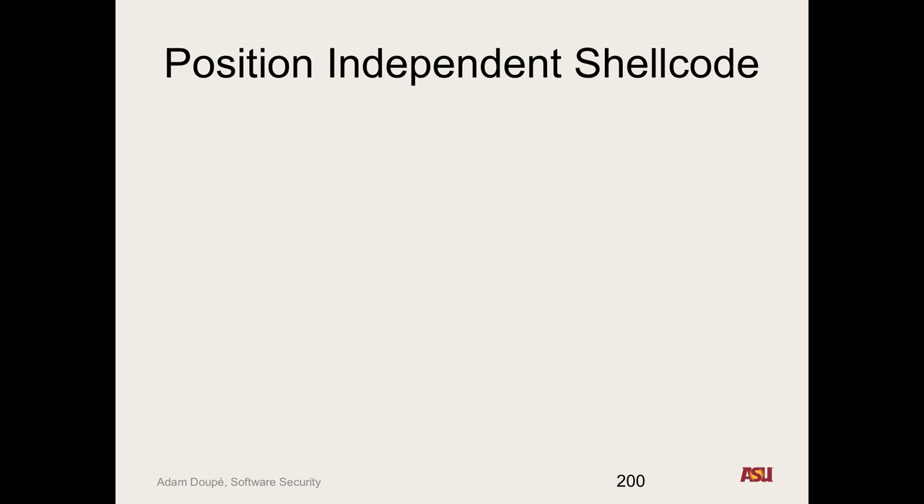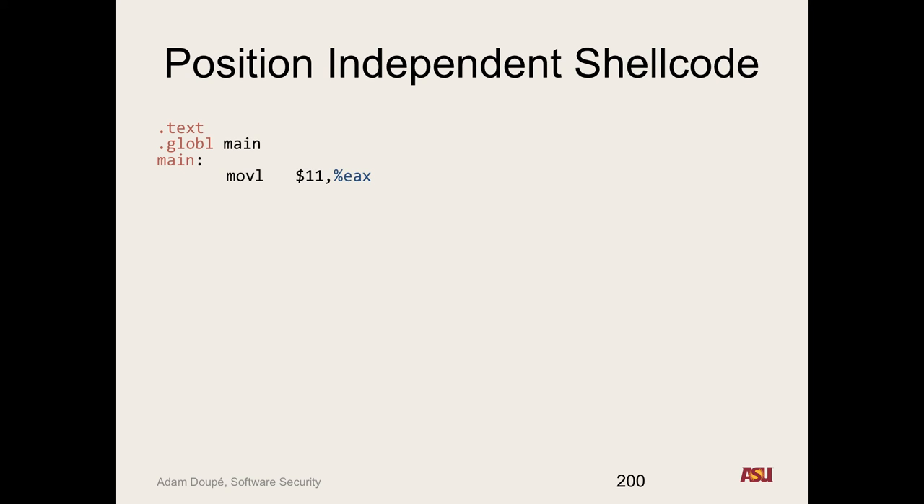So if we push /bin/sh0 onto the stack, then we can use the stack pointer to get a reference to that. So now let's rewrite our shellcode, but let's not use any data segment, because we don't want any hard-coded data in here. And so this is what we're going to do.